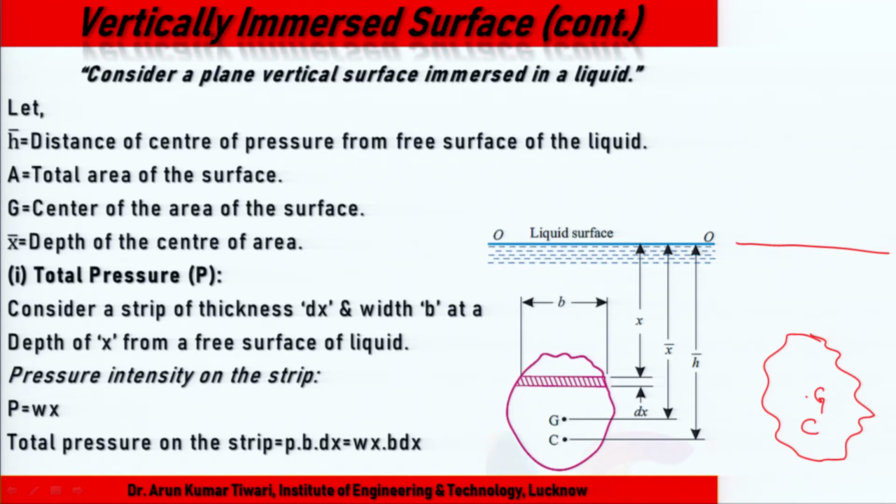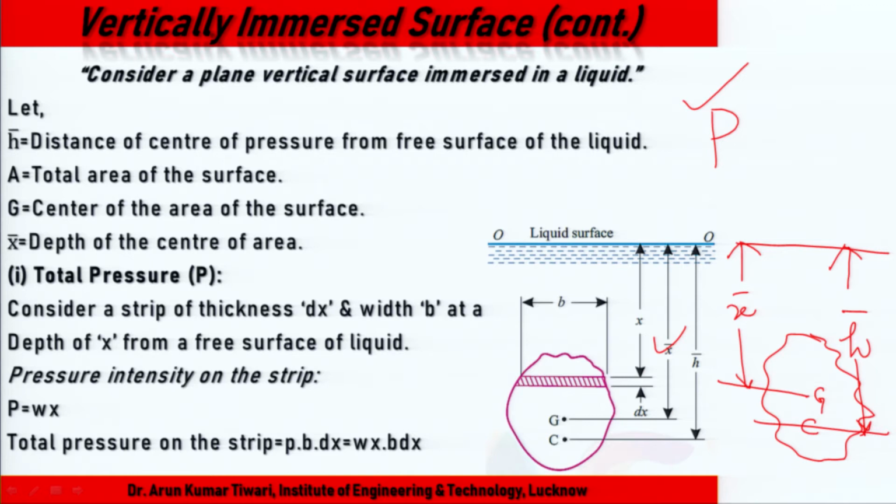We assume this distance from the free surface to the CG is x bar, and the distance from the free surface to the center of pressure is h bar. Our objective is to calculate capital P only, the total pressure exerted.